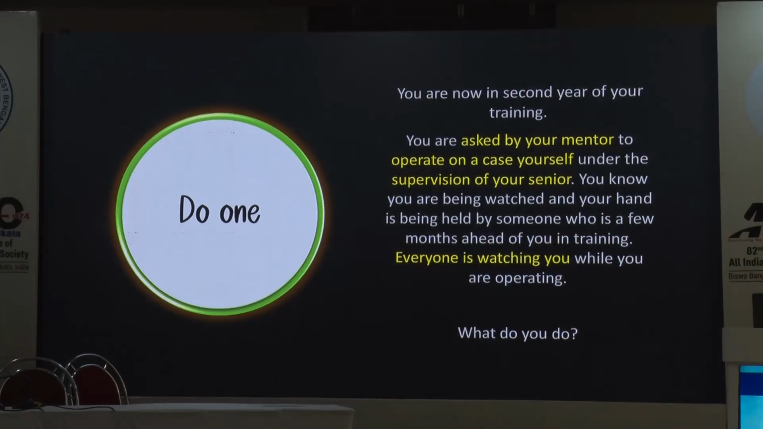The case scenario from this phase is that you're now in your second year of training. You're asked by your mentor to operate on a case yourself under the supervision of your senior. You are being watched, and your hand is being held by someone who is a few months ahead of you in training. Everyone is watching you while you're operating. What do you do? This is a part where, again, the trainers have to put in a suggestion on how the trainee's approach should be in this particular problem.